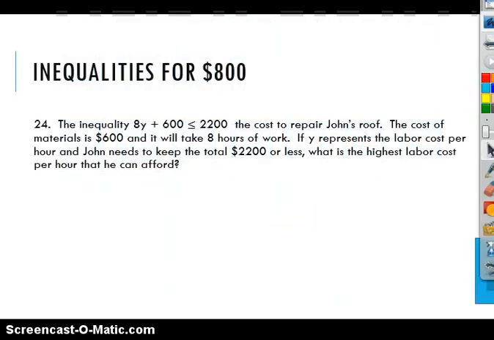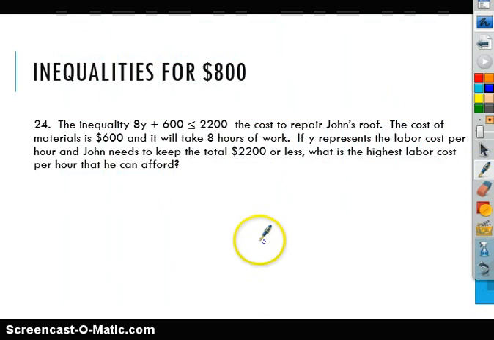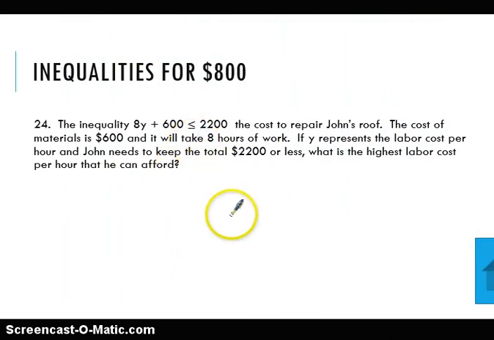Inequalities for 800. The inequality 8y plus 600 is less than or equal to 2,200, the cost to repair John's roof. The cost of materials is 600 and it will take 8 hours of work. If y represents the labor cost per hour and John needs to keep the total 2,200 or less, what is the highest labor cost per hour that he can afford? All that to say, solve this inequality.